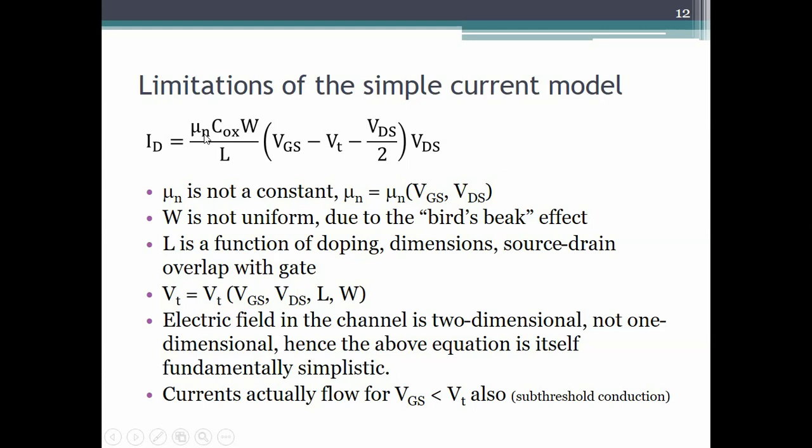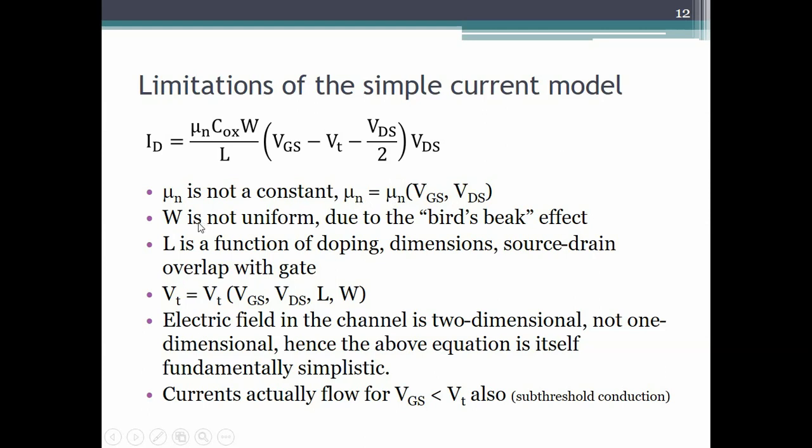So the derivation that we just went through for this current, we had taken mu1 out of the integral, if you remember, which assumed that mu1 was a constant. Now it turns out that mu1 is actually not a constant. The mobility of electrons actually varies as the gate voltage varies. In fact, as the gate voltage increases and as the drain voltage increases, the mobility decreases. We will see this briefly in a couple of lectures' time.